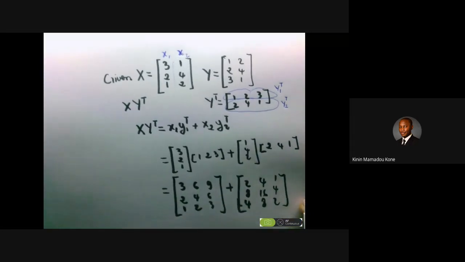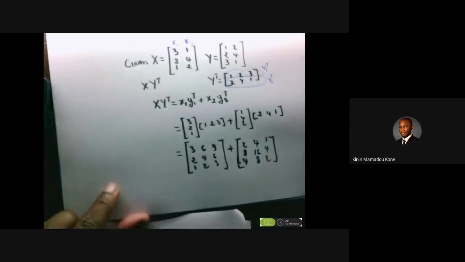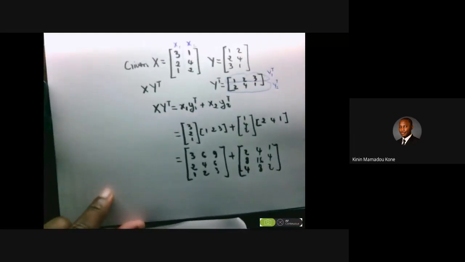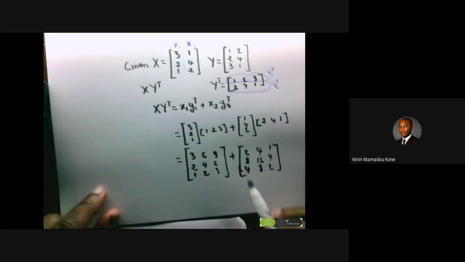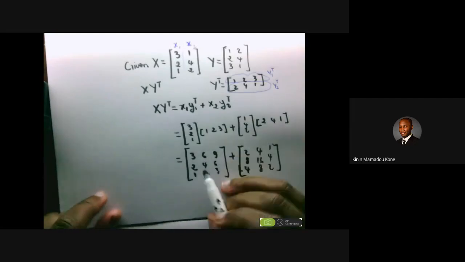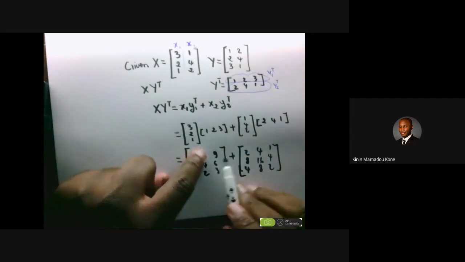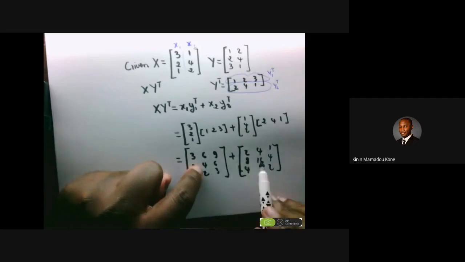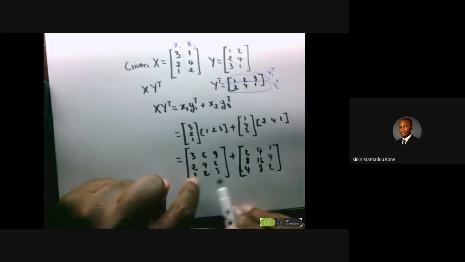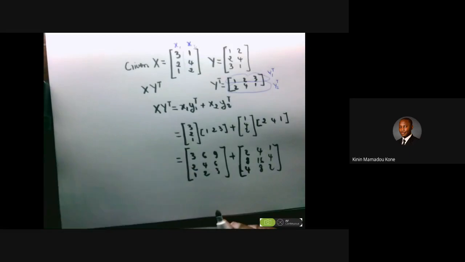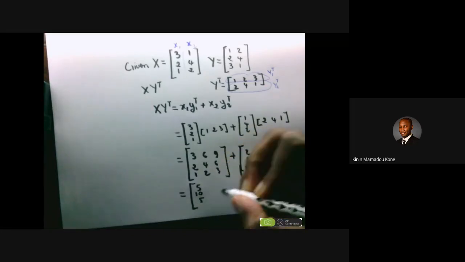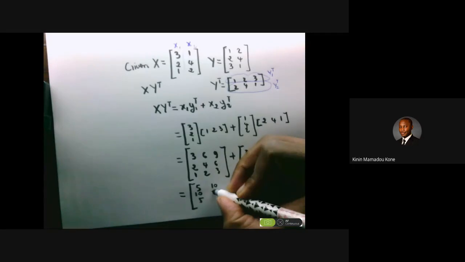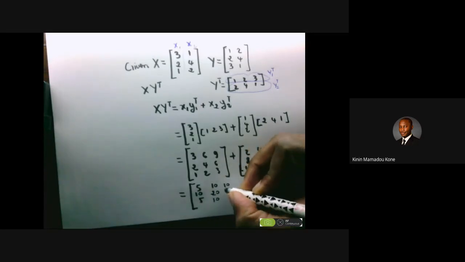Now I'm doing the addition of matrices. For the addition of matrices, all I have to do is add the entries. So that's going to be 5, 10, 5, 10, 20, 10, 10, 10, 5.